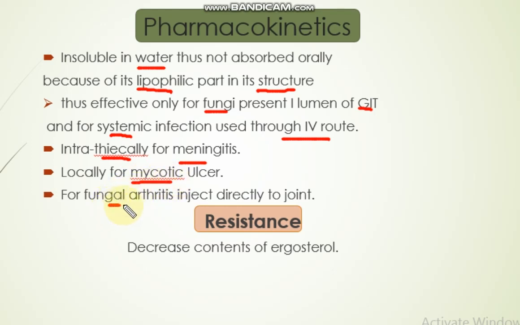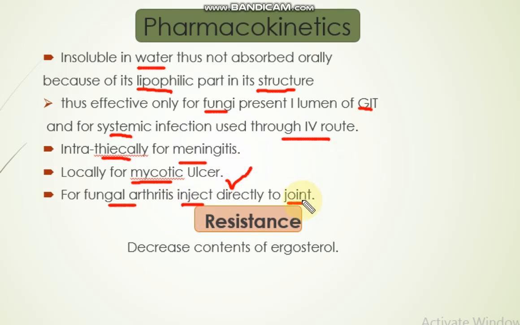And for fungal arthritis, inject directly into the joint. If there is infection of the joint, if there is arthritis due to fungal infection, in this case we can administer amphotericin B directly into the joint through injection. So this is the pharmacokinetics of amphotericin B.